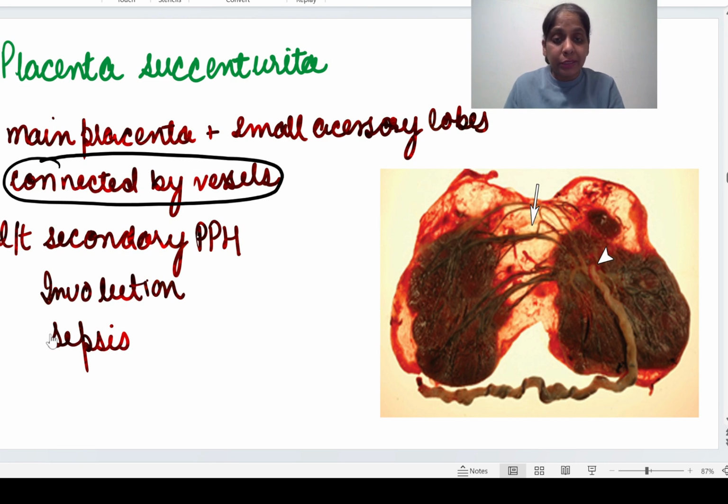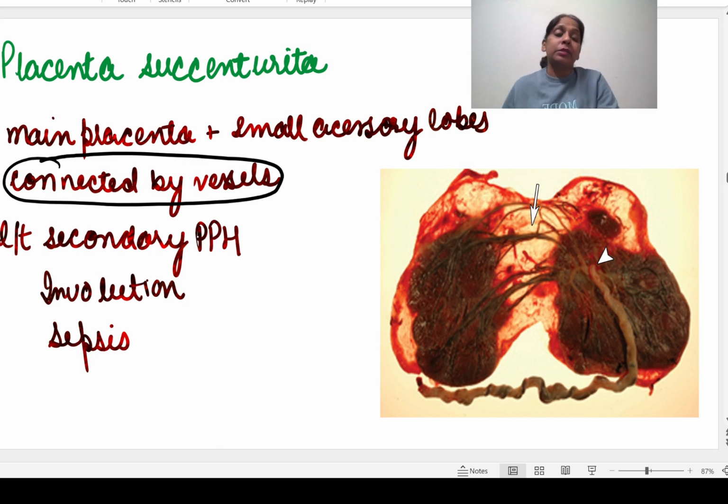Now what is this? This is something you can call abnormal placentation: the placenta succenturiata. Other than the main placenta, there is a small accessory lobe, and these two lobes are connected by vessels. You can see this is a small lobe and this is the main lobe, and if these two lobes are connected by vessels, it is known as succenturiate placenta.